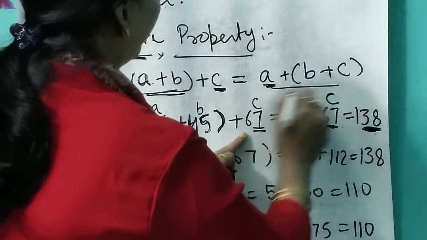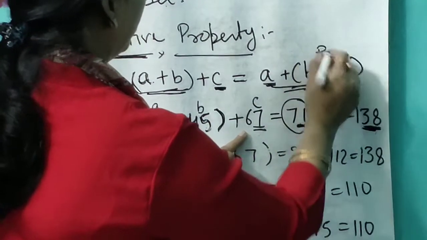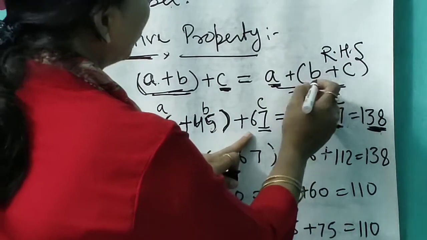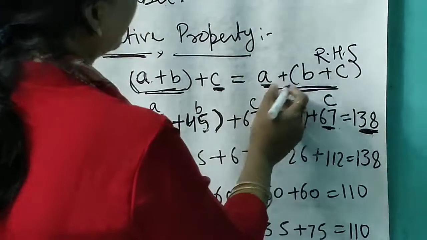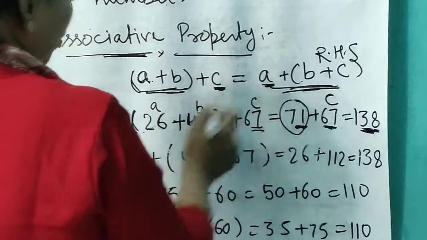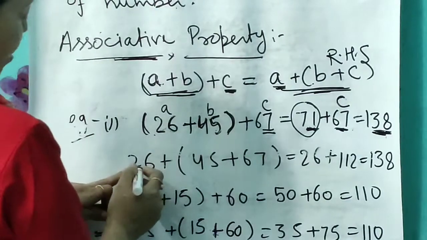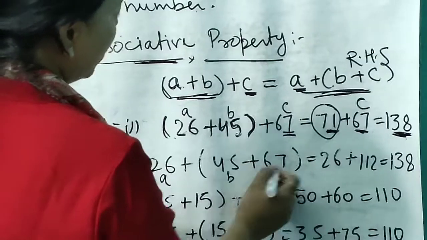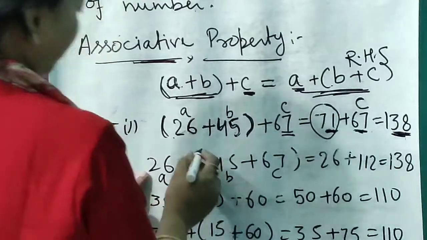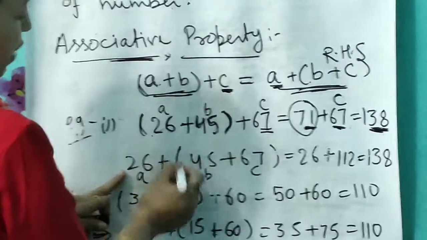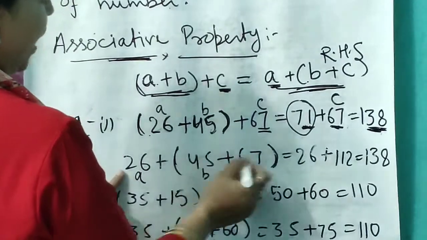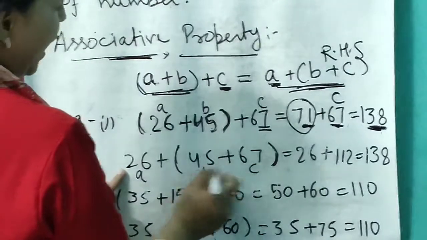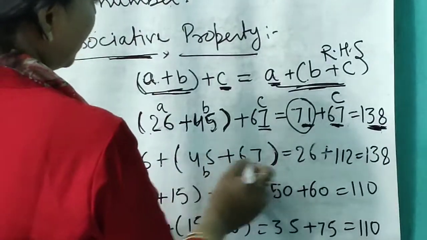Now next we will perform the right hand side one. So a plus (b plus c) means first we will add b plus c, and then add the result with a. So now I am writing it that way. In place of a we will write 26, in place of b 45, c 67. Now see, this one is in the bracket, 45 and 67 means b and c. So first we will add b and c, 45 and 67.